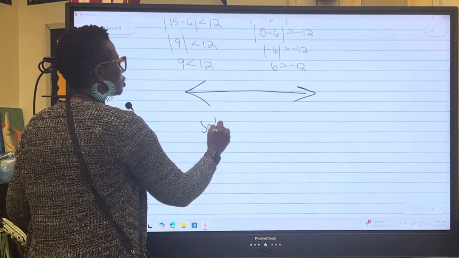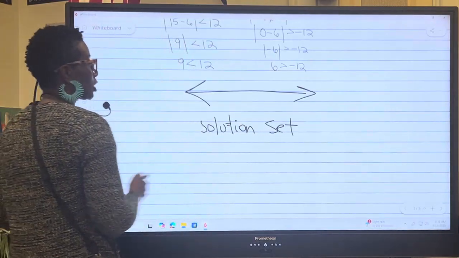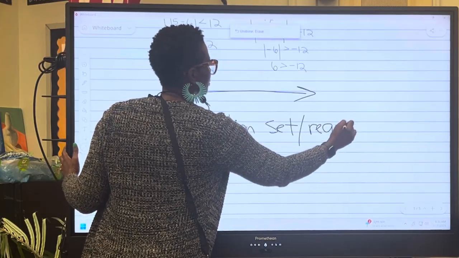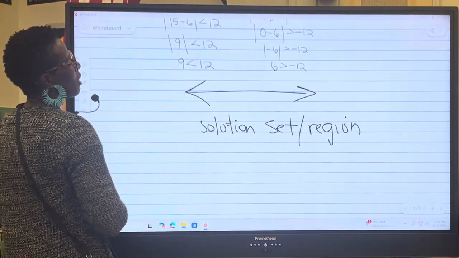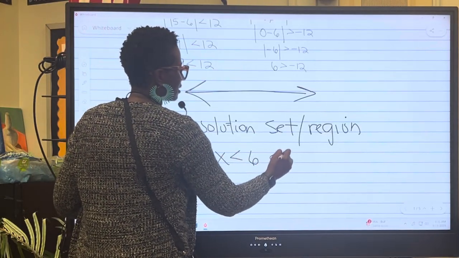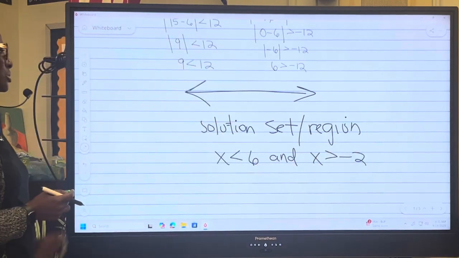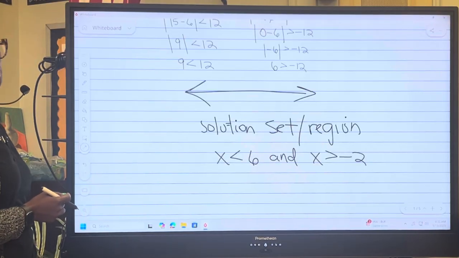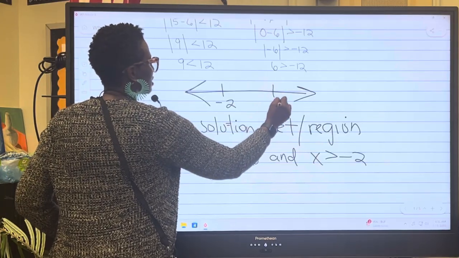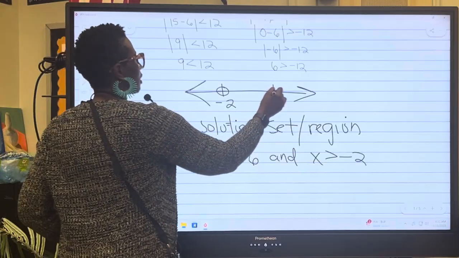This is our solution set, right? Our solution set or solution region. All right, what is the smallest number? We had X is less than 6 and X is greater than negative 2. All right, so what are my two featured values? Negative 2 and 6. Which one goes on the left? Negative 2 is smallest. So negative 2, and then over here I'm going to have a 6. Open circle or closed circle on negative 2? What about 6? Open.